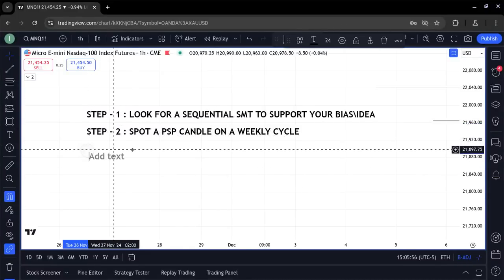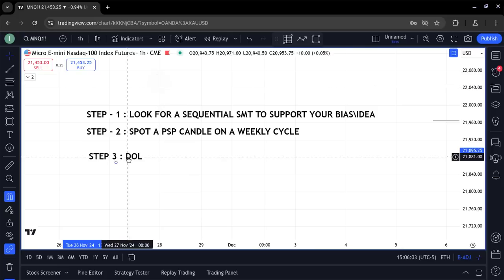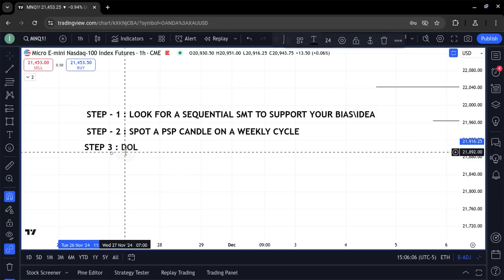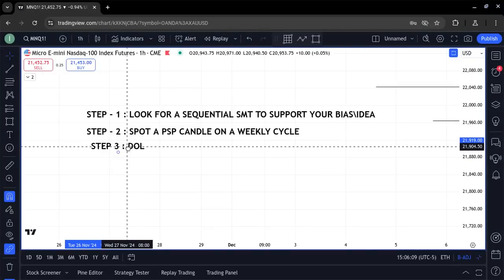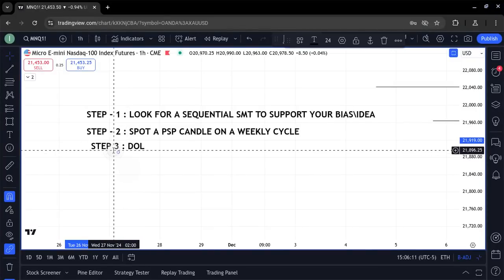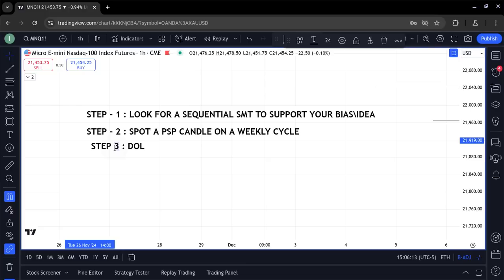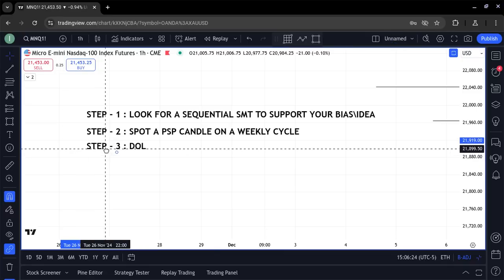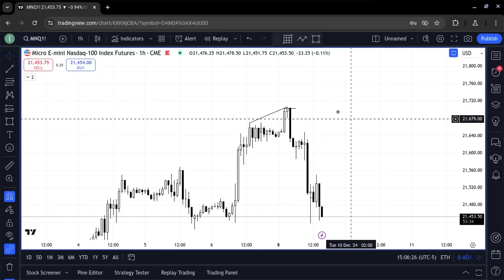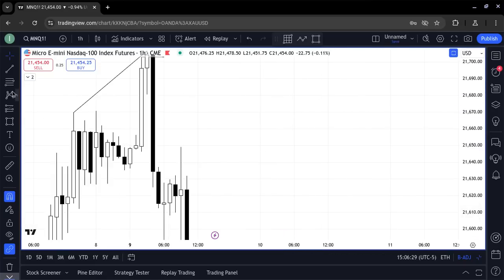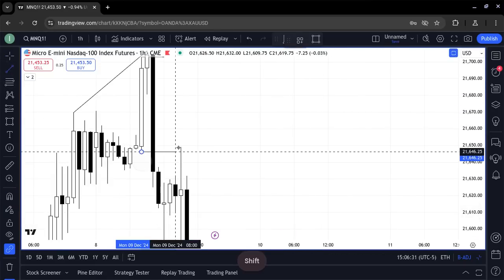Okay, and then step number 3, you have to know where price is going, which means the draw on liquidity. Simple. Now if you are a CRT trader, you tell me what the draw on liquidity is, because if you've been trading CRT for a while now, you should know. Where shall be your draw on liquidity? It's simple. Literally at the low of the first candle. This is your immediate draw.